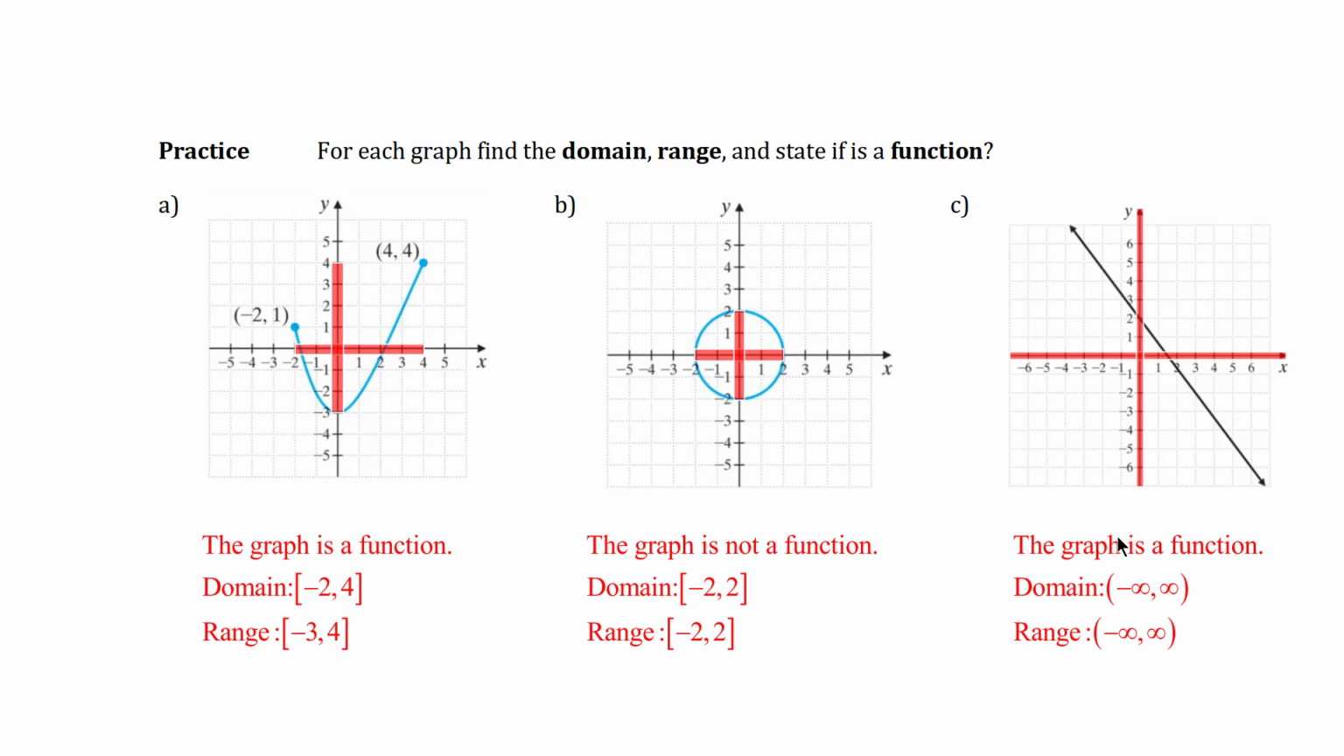The domain for this graph would be parentheses negative infinity, comma infinity, close parentheses, and the range would be parentheses negative infinity, comma infinity, close parentheses.